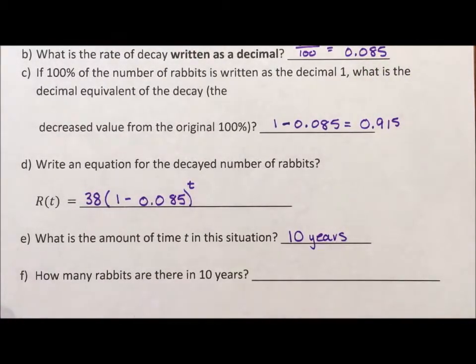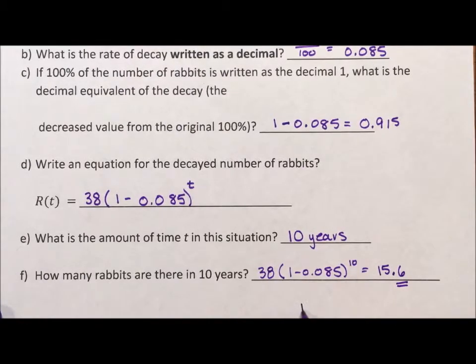All right, how many rabbits are there in 10 years? So 38 times 1 minus 0.085 to the 10. Again, this is probably going to be your easiest way to write it if you want to get clarity, but you are more than welcome to do the 0.915 in the parentheses as well. And I get on my calculator. My calculator says 15.6. I don't know about you, but I've never seen part of an animal. You're either there or you're not. So my answer is going to be 16 rabbits.